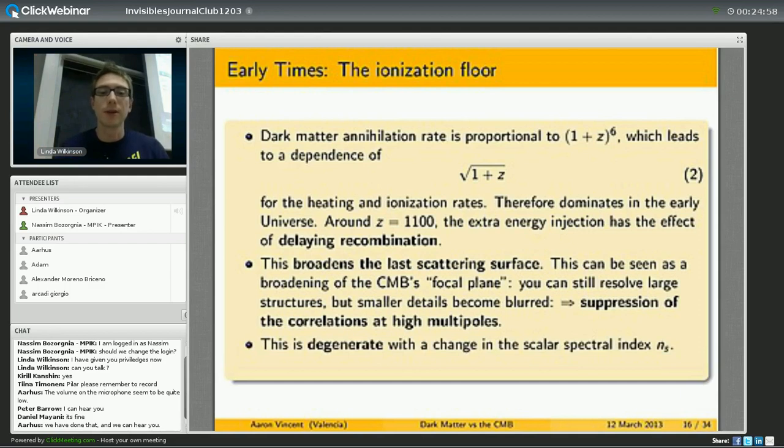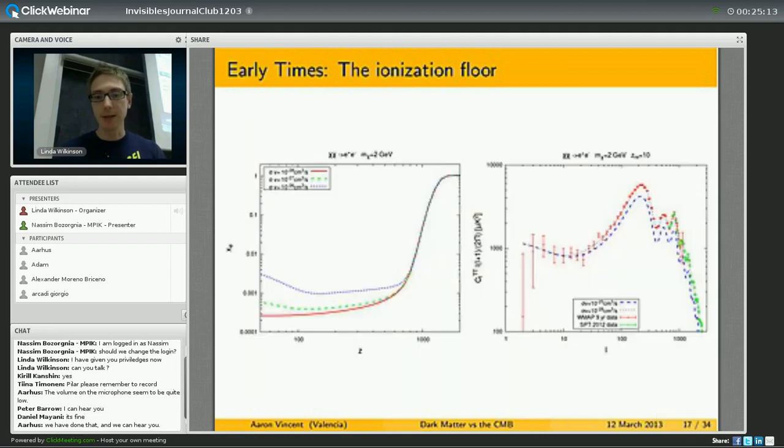Interestingly, this is degenerate with a change in the scalar spectral index, because if you tilt the spectral index, then you also get a suppression at high multipoles, for obvious reasons. And we'll see later that this can be disentangled by late time effects. So here's an illustration of what it looks like in practice.